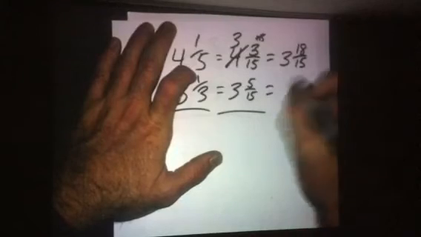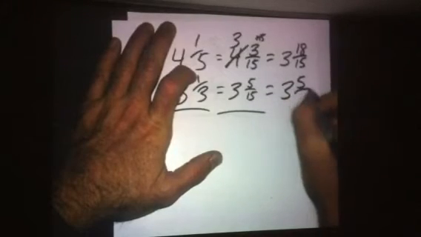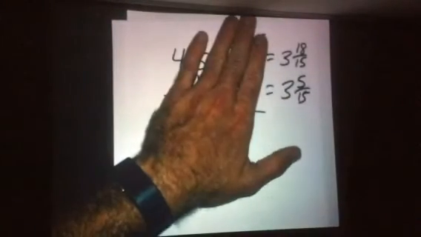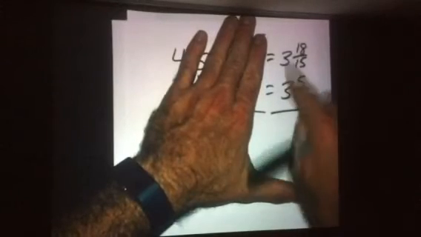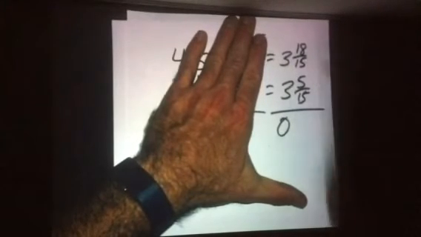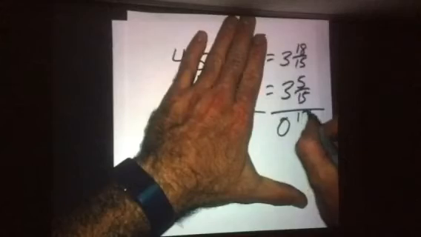And then I'm just going to rewrite this. Again, it's not a new number, just trying to make it easier to look at. So we have 3 minus 3 is 0, and 18 minus 5 is 13. Our denominator stays the same.